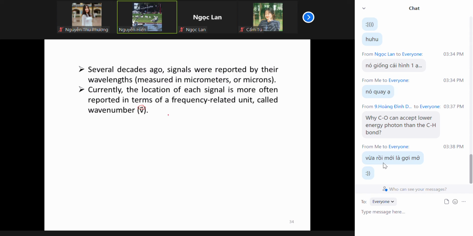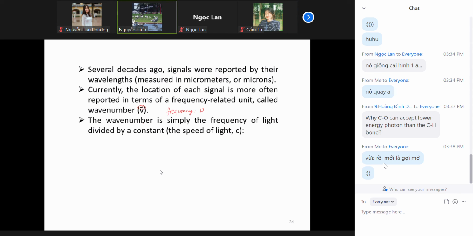So frequency is normally symbolized with this, and this is wave numbers. Sóng, số sóng. Có cái sóng ở trên đầu không? The wave number is simply the frequency of light divided by a constant. In this case it is the speed of light. So frequency and wave number are proportional to each other.